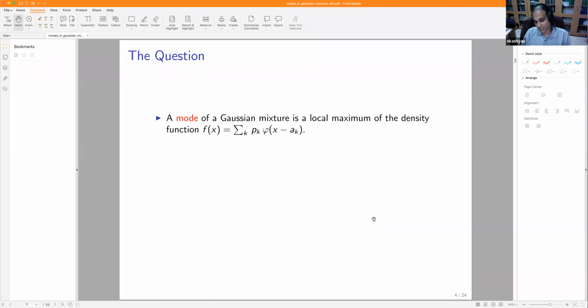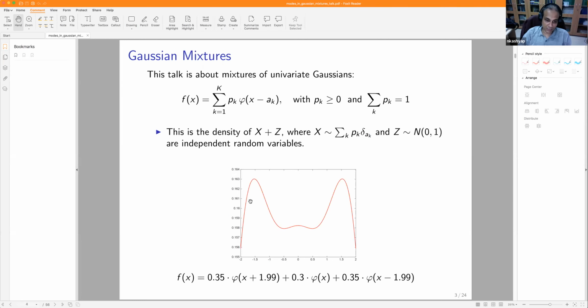So the question that we're going to be addressing in this talk has to do with the modes of a Gaussian mixture. A mode is just a local maximum of the density function of that mixture. So in this plot, you can see there are 3 modes: one at about -1.5, one at 1.5, and one at 0.